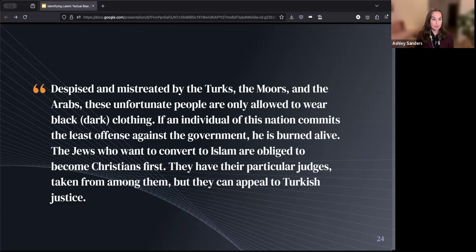So one of the authors wrote, "Despised and mistreated by the Turks, the Moors, and the Arabs, these unfortunate people are only allowed to wear black or dark clothing. If an individual of this nation commits the least offense against the government, he is burned alive. The Jews who want to convert to Islam are obliged to become Christians first. They have their particular judges taken from among them, but they can appeal to Turkish justice."